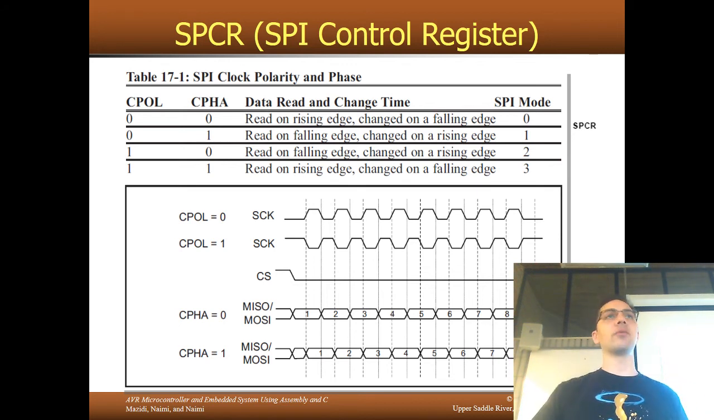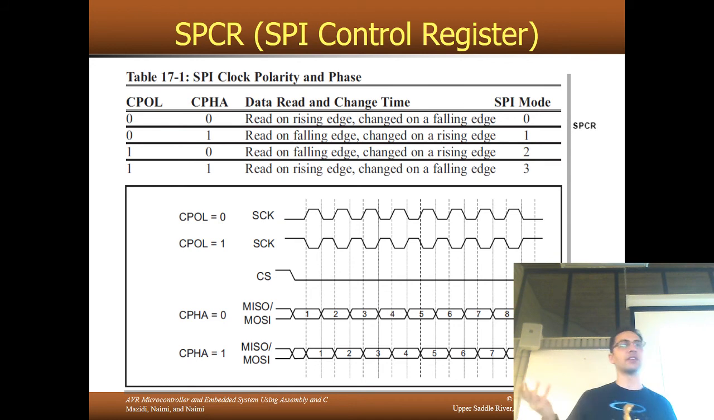Now, why on earth would we need this? Why don't we just always read on the rising edge? Because that seems fairly common, right? Read on the rising edge, change on the falling edge. And in fact, if you look at these, phase 0, 0, 0 reads on the rising edge, changes on the falling edge. And if you look at 1, 1, it reads on the rising edge, changes on the falling edge. They're actually the same for all intents and purposes here.